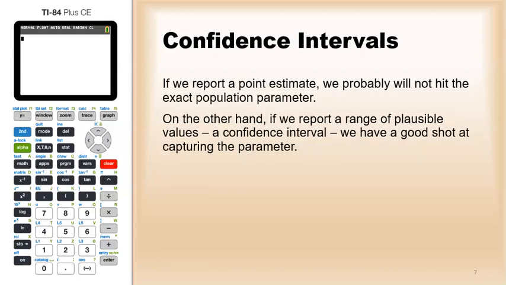So if we report only the point estimate, we'll probably not hit the exact population parameter. We're likely going to be off. On the other hand, if we report a range of plausible values, which we call a confidence interval, we have a good shot at capturing that parameter.